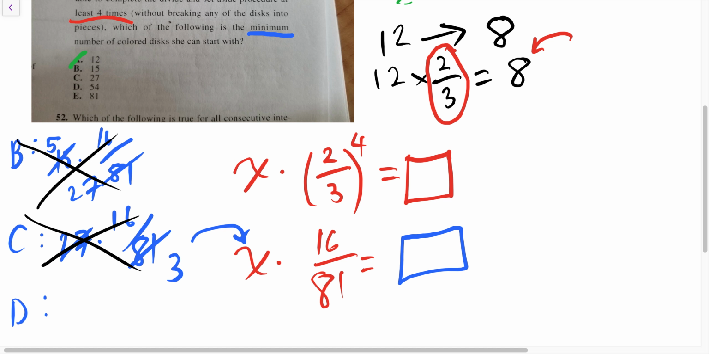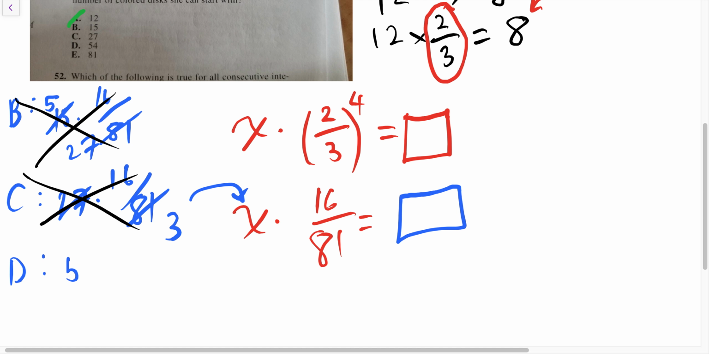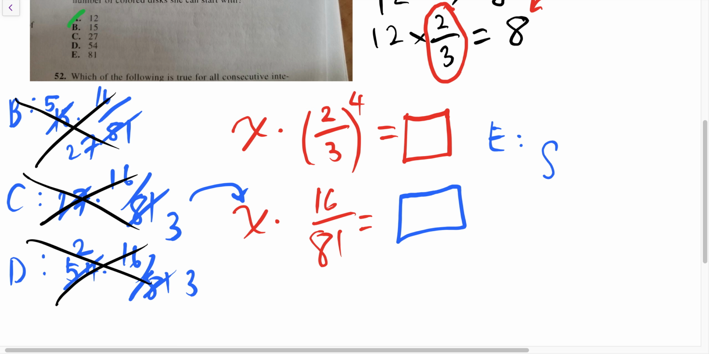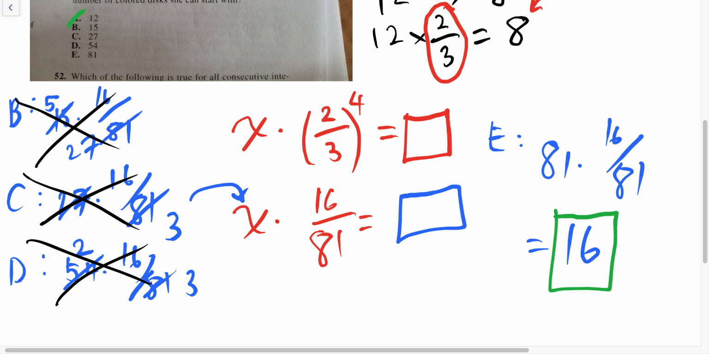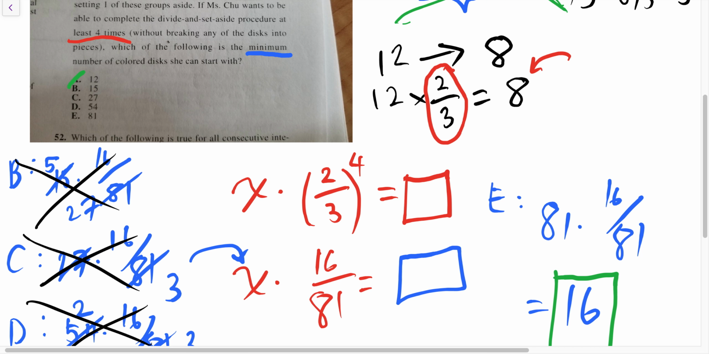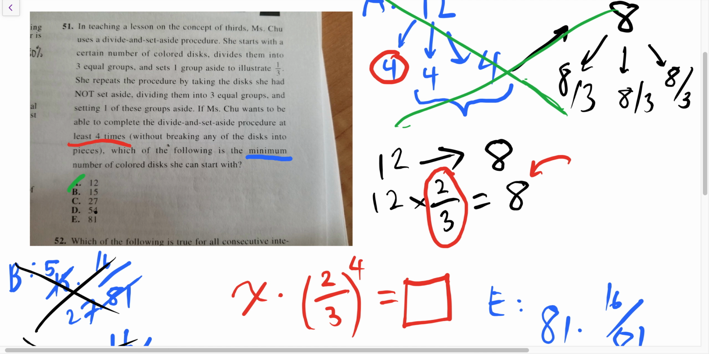Finally, in D, we have 54 times 16 over 81. So factor of 27. So we get 32 over 3, which is also not a whole number. But then when we plug in E, 81 times 16 over 81, we get 16, which is a whole number. And so the answer is going to be E. And that's 51.